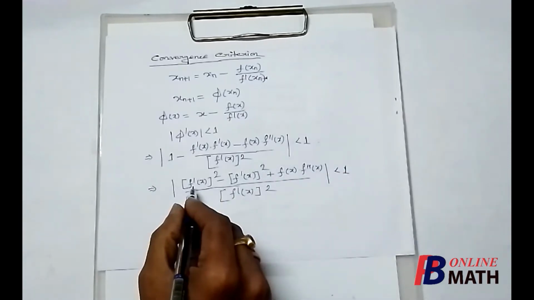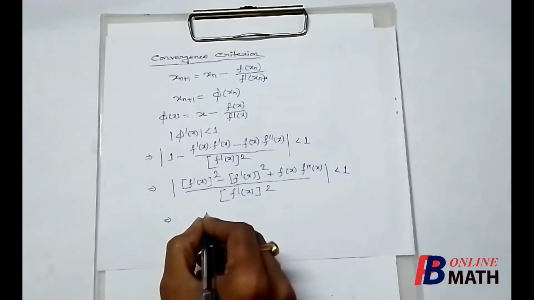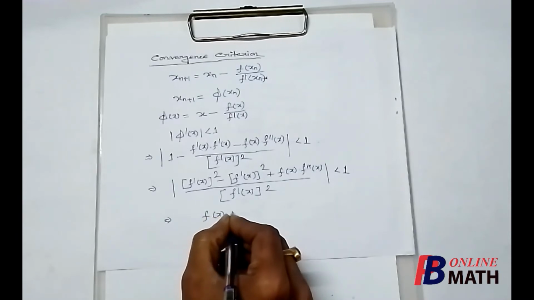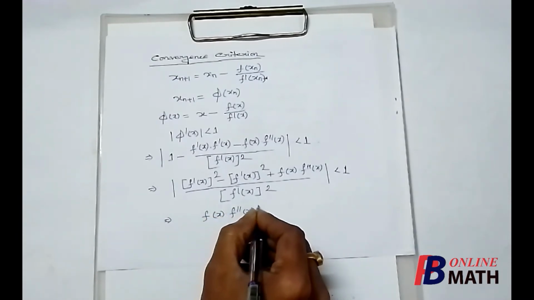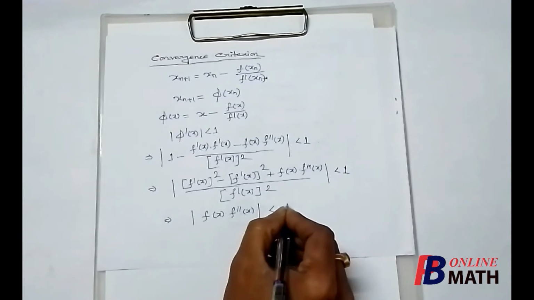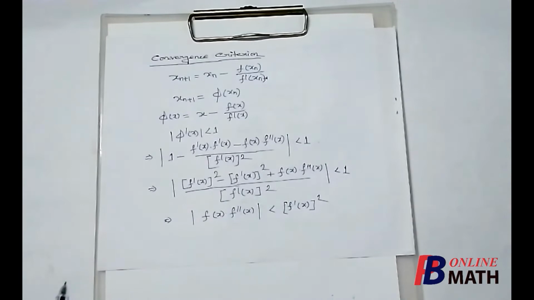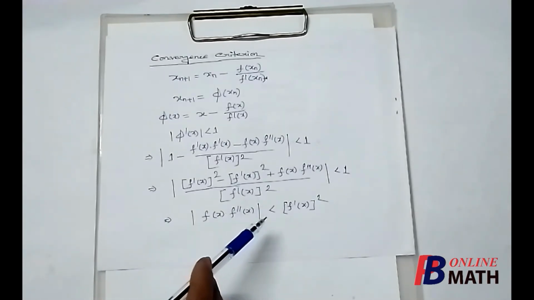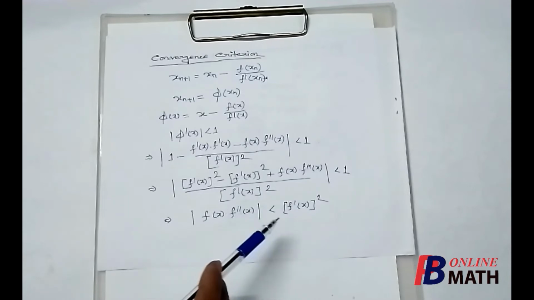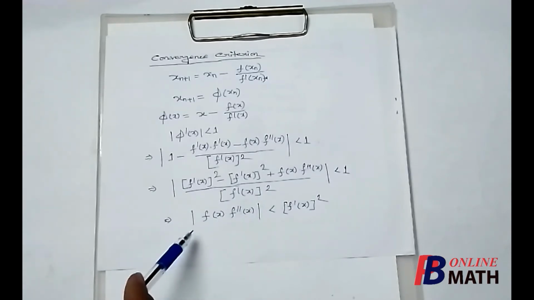Now cancelling f dash x square, we can easily find that the modulus of f(x) into f double dash x is less than f dash x square. If the function f(x) satisfies this condition, then the Newton-Raphson method converges. So remember that for a function f(x), if the modulus of f(x) into f double dash x is less than f dash x whole square, and this condition is satisfied, then the Newton-Raphson method converges.